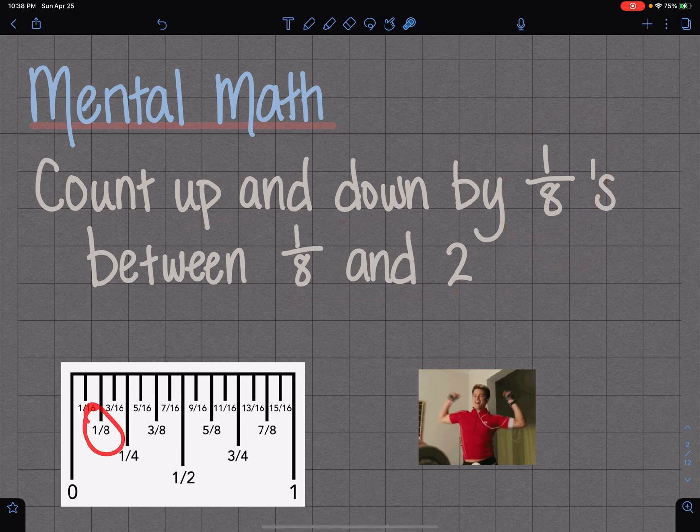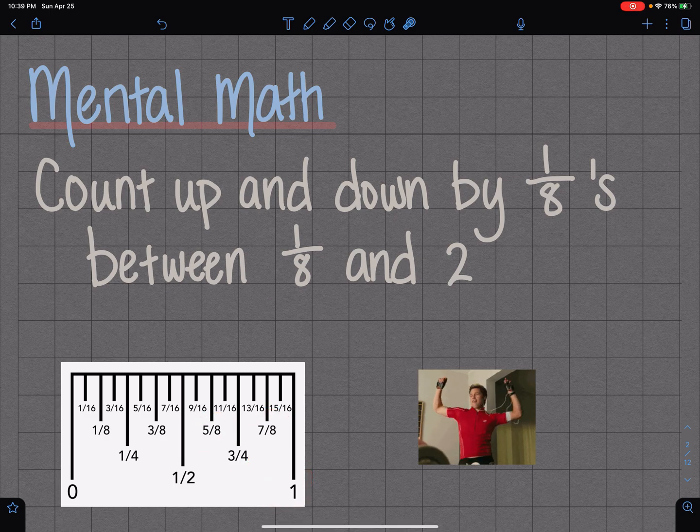It says up and down this time by 1/8 between 1/8 and 2. So these are the 1/8 marks. We have to count anything that's this or bigger. Okay, so here we go. 0, 1/8, 1/4, 3/8, 1/2, 5/8, 3/4, 7/8, 1, 1 and 1/8, 1 and 1/4, 1 and 3/8, 1 and 1/2, 1 and 5/8, 1 and 3/4, 1 and 7/8, 2.